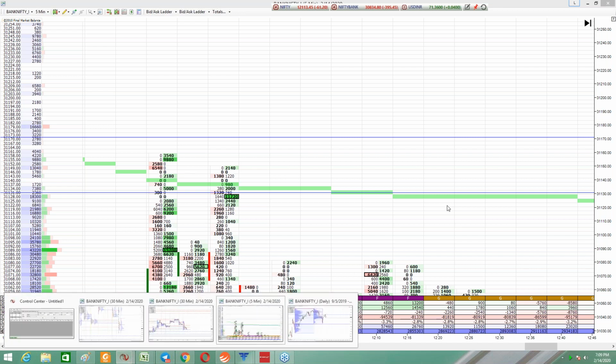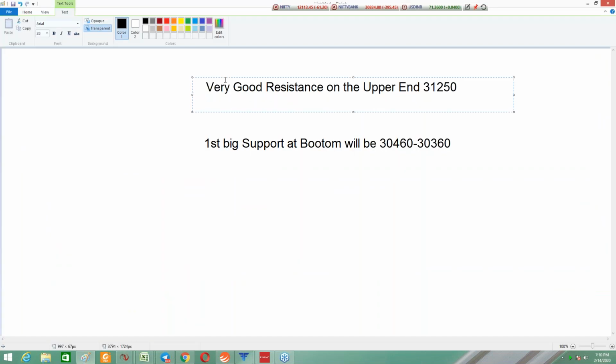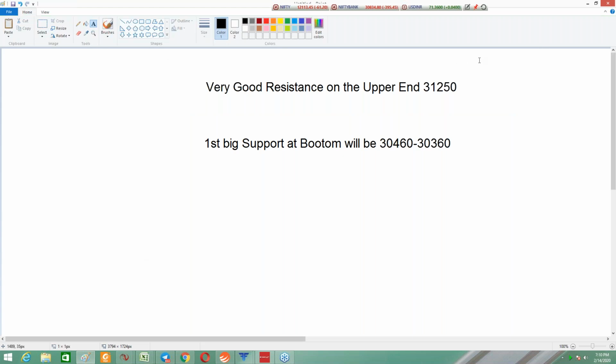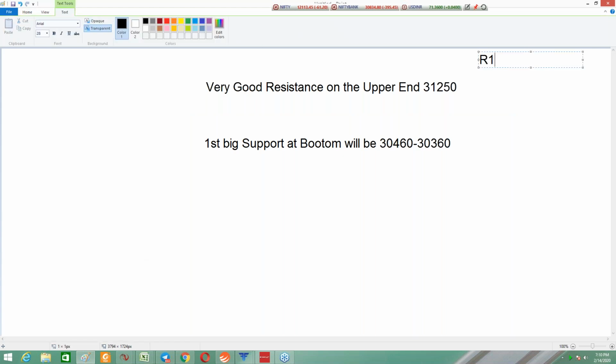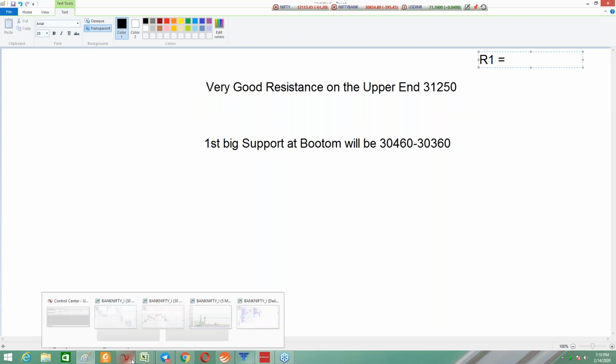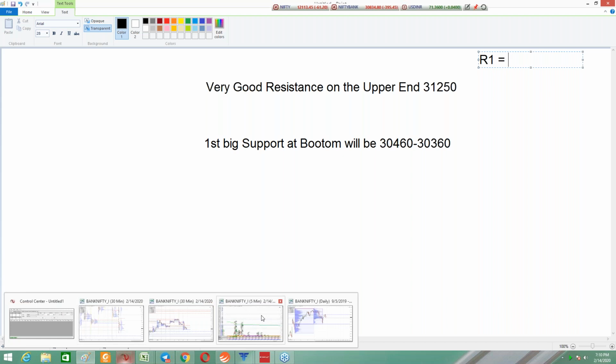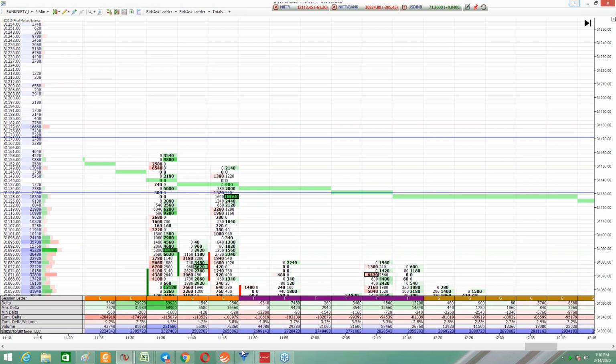So 31,170 to 31,130 is also one area which you can look for. Watch out if at all Bank Nifty is again moving up to 31,000. If it is crossing 31,000, then these are the first resistance areas available. So R1 in Bank Nifty I can write down as 31,170 to 31,130.